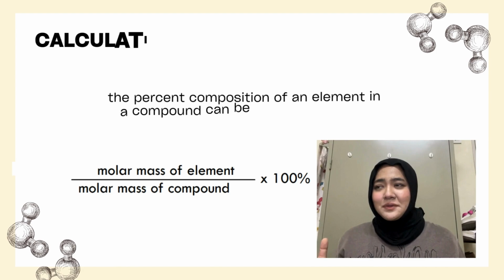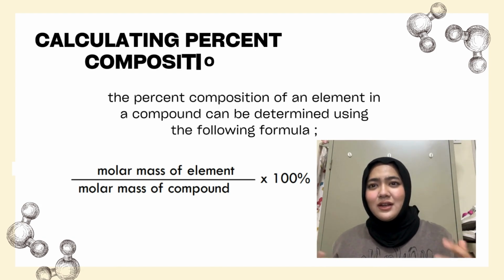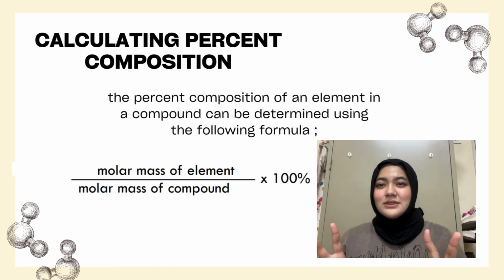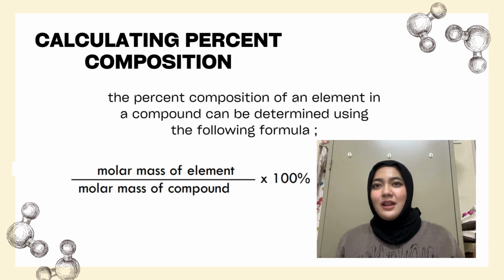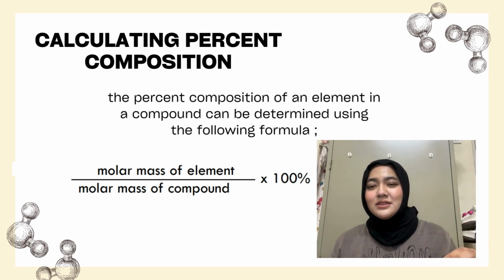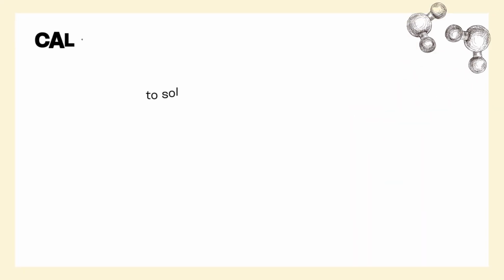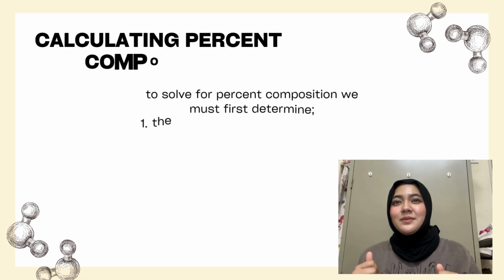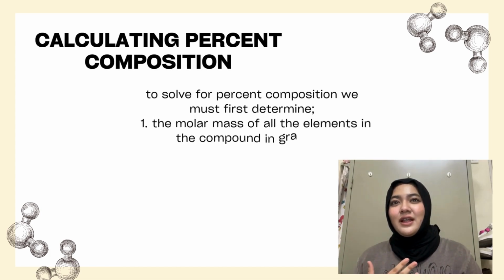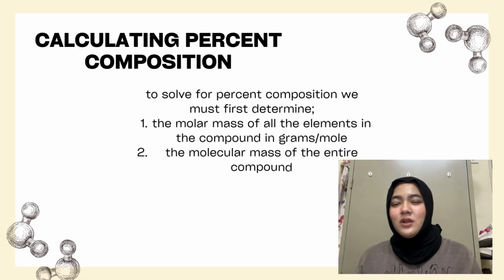So how do we determine the percent composition of an element in a compound? We can find the percent composition of an element by using the formula: molar mass of an element divided by the molar mass of the compound, times 100%. But to use this formula, we must first determine the molar mass of all the elements in the compound in grams per mole and also the molar mass of the entire compound.